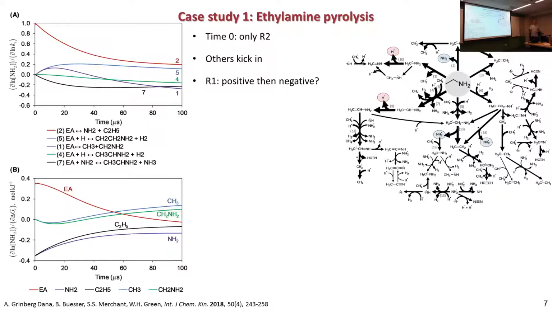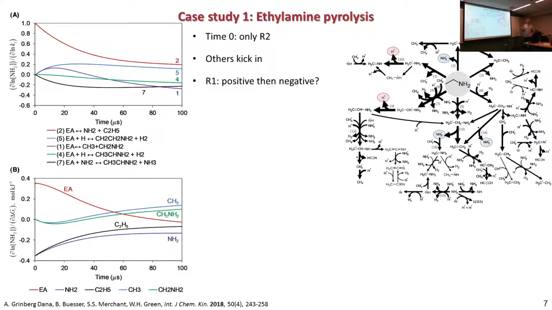So at time 0, that's the only thing that matters. Everything else is 0. And these are the top reactions we found the system was sensitive to. That's the only reaction that matters, the only source, the only way to make NH2. We don't have radicals in the system. That's what we see here.